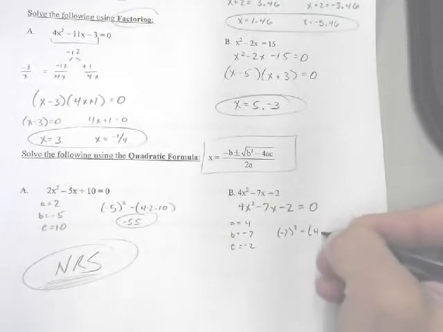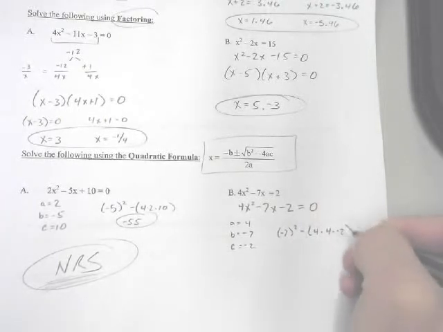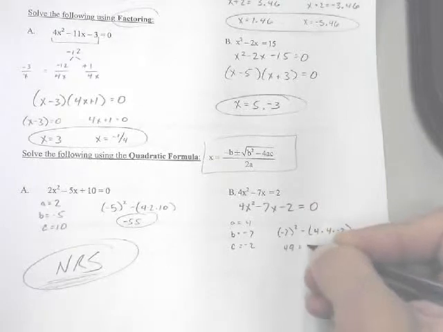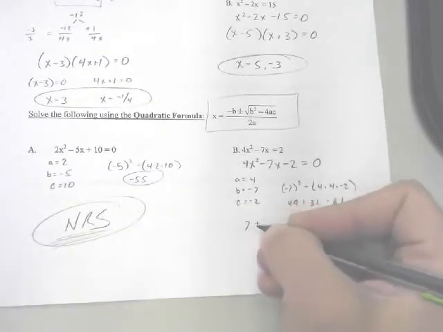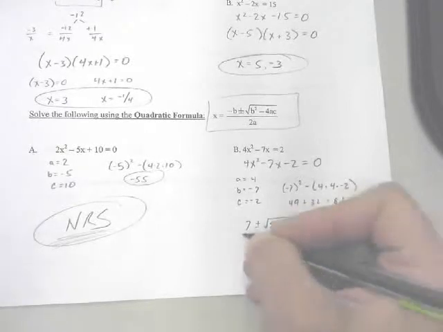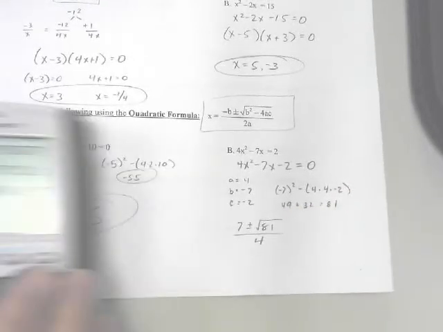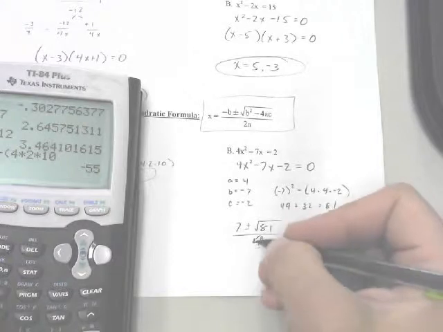So I'm going to start with my discriminant. So I get 81. So now I have 7 plus or minus the square root of 81 all over 4. Okay. Oh, all over 8.